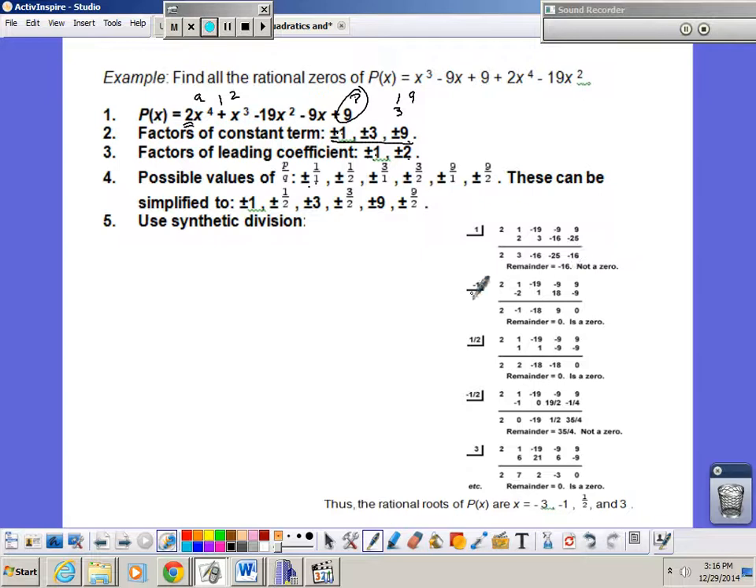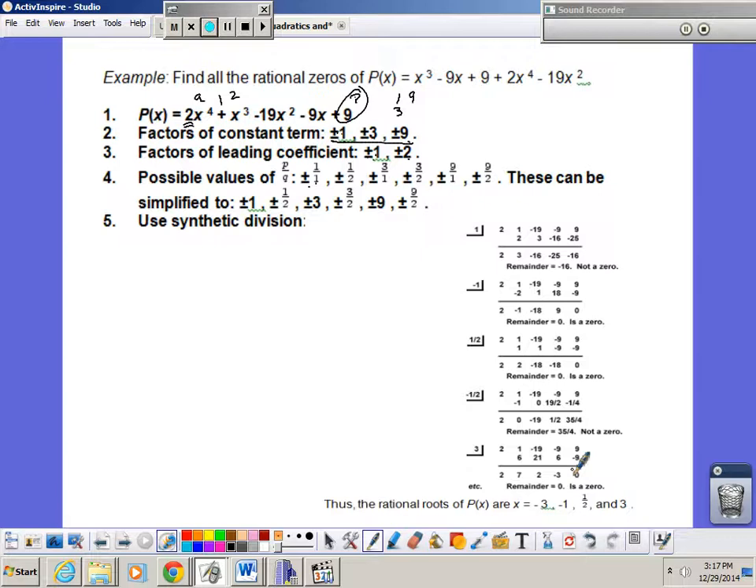Then they did a synthetic division with negative 1. It came out as 0, so negative 1 is a root. Then they did positive 1/2, a root, because it came out as 0. Then they did negative 1/2, not a root because it came out 35/4. Then they did 3, a root. Okay, so we have 1, 2, 3 roots so far.